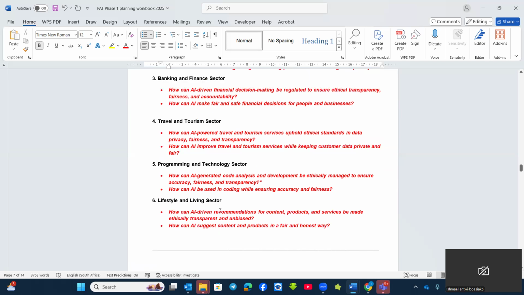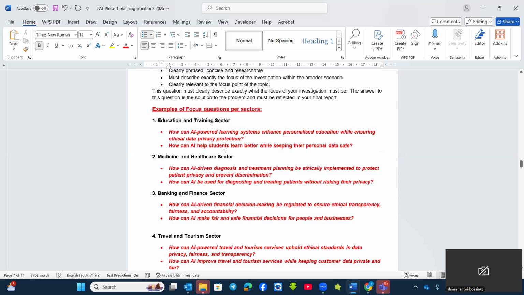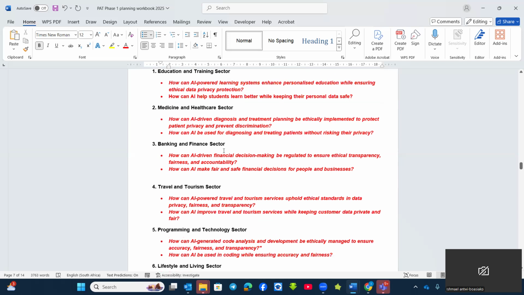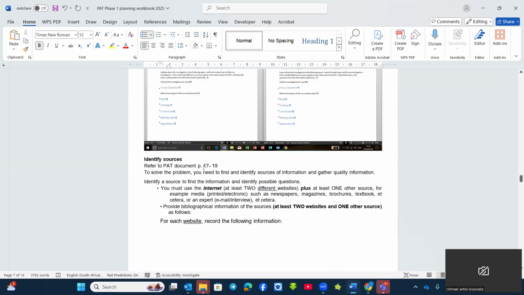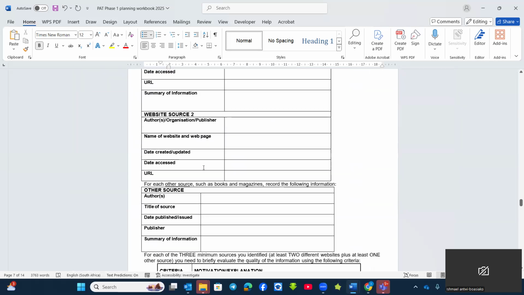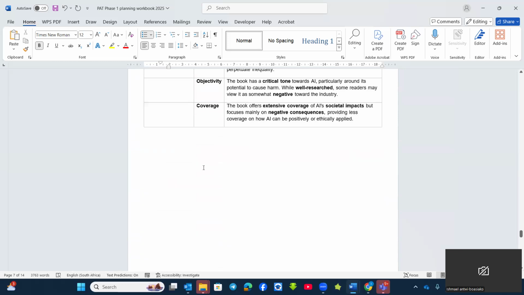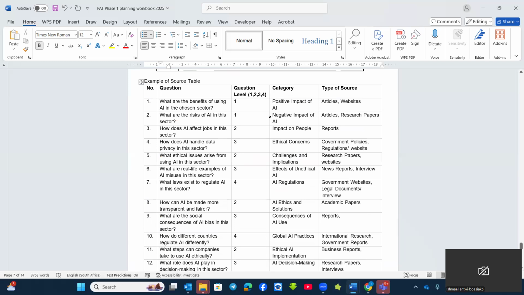So some of these focus questions, just one question. Remember, the focus question is different from the focus of the investigation. And these are some of the examples. You can create your own by looking at some of these examples, please. Right. After the focus question, then you go to the table of questions. So with the table of questions, I normally prefer this type of table, a very simple one.